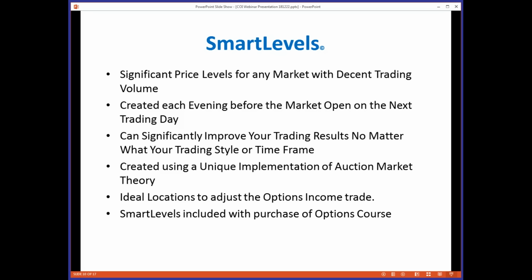And the smart levels are created using a unique implementation of auction market theory. And like I said, these are ideal locations to adjust our options trade. And the smart levels approach and the education on how to find the smart levels is included with the purchase of the options course.